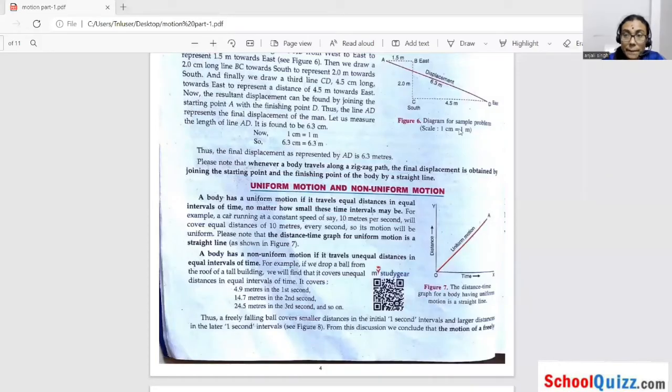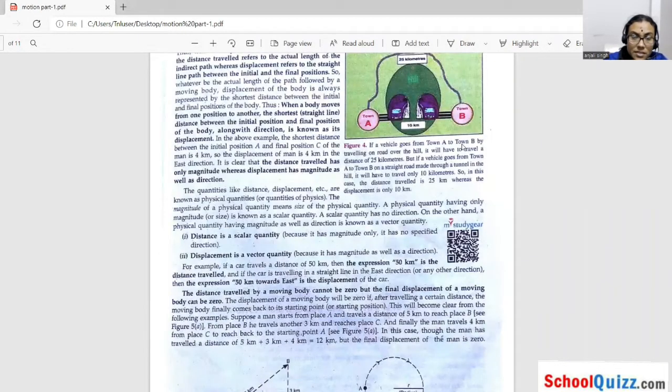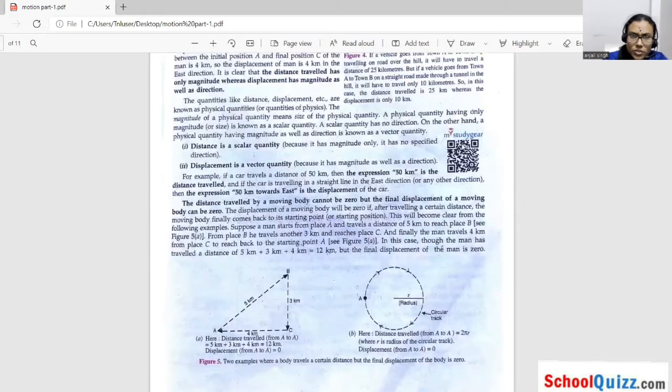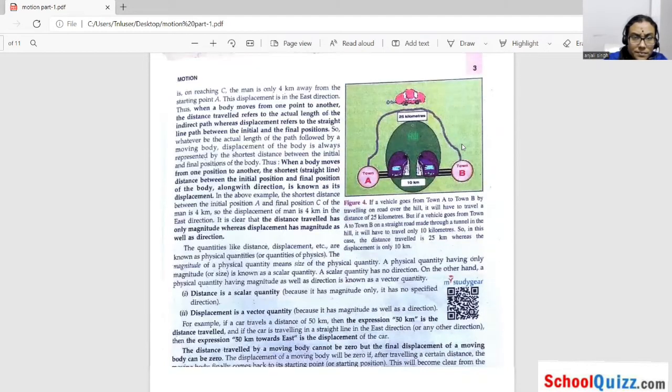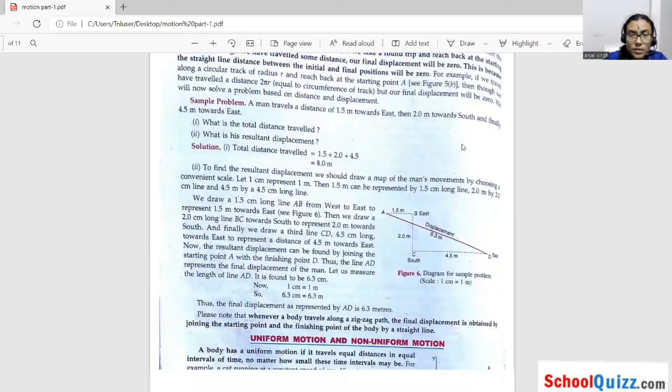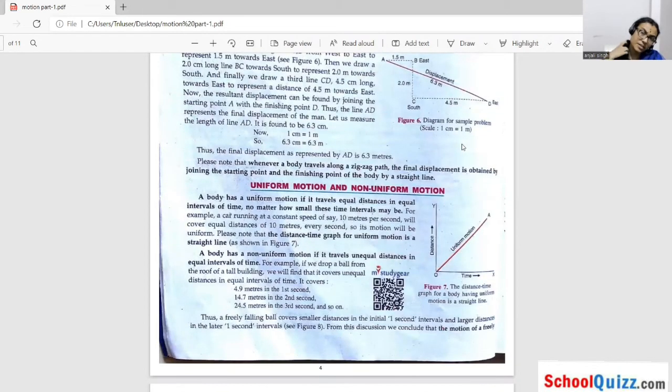Now again I'll share the slide. I think I didn't give the information first. Yeah, I told you it's a scalar and it's a vector quantity. I told you about distance; I think it is given, I don't know where, but definitely it is given in a book.